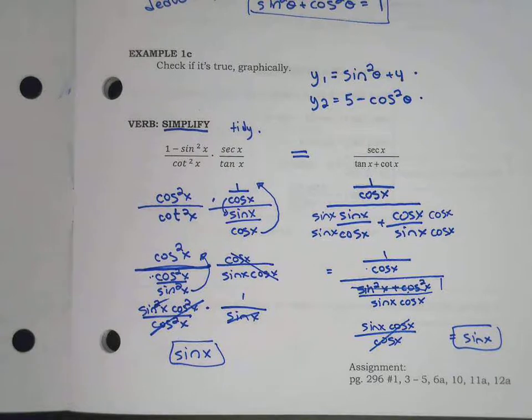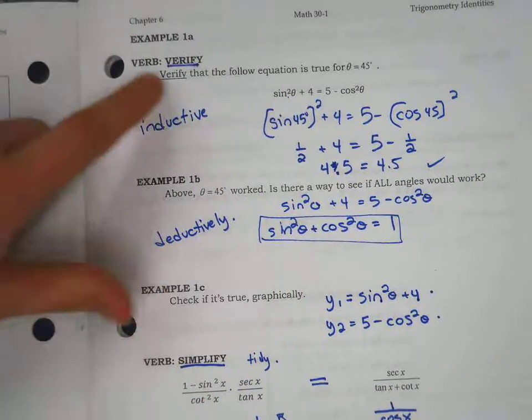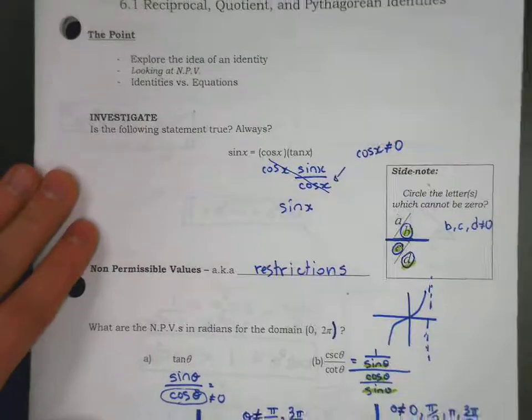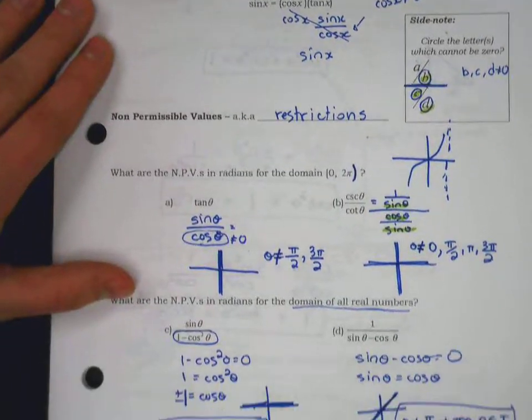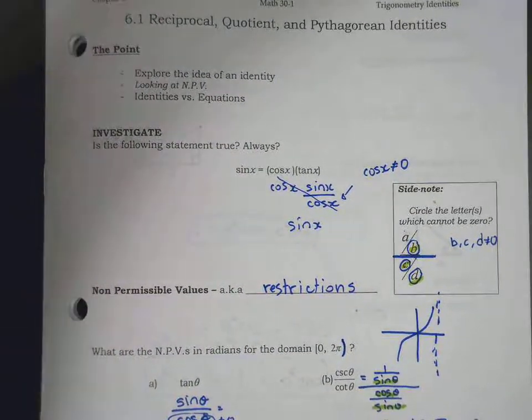So there is a bigger skill coming, and questions just get a little bit bigger, but your comfort dividing fractions, your comfort getting common denominators, your comfort factoring and rationalizing is what is going to make you successful in Chapter 6. Get a little bit of practice with your Pythagorean identities. Get a little bit of practice with the difference between simplifying, verifying, and a little bit of practice with your non-permissible values or your restrictions. And that is where we end lesson 6.1. Good luck.